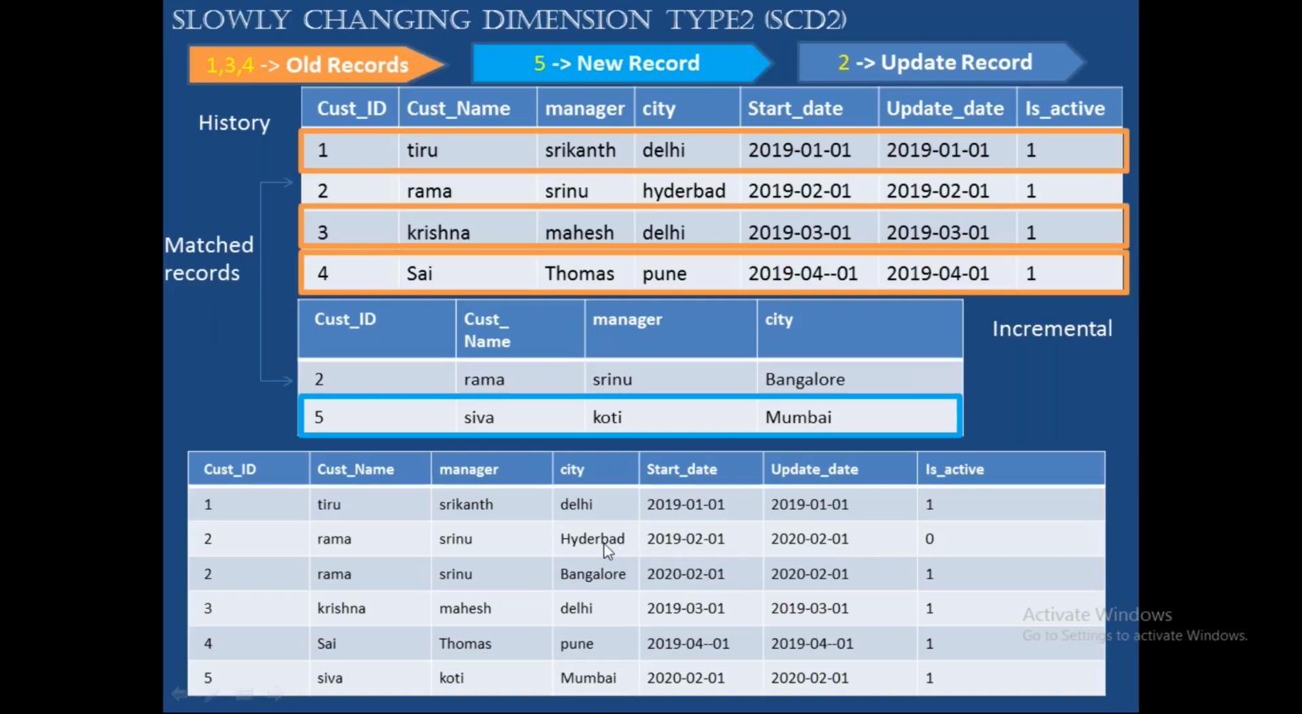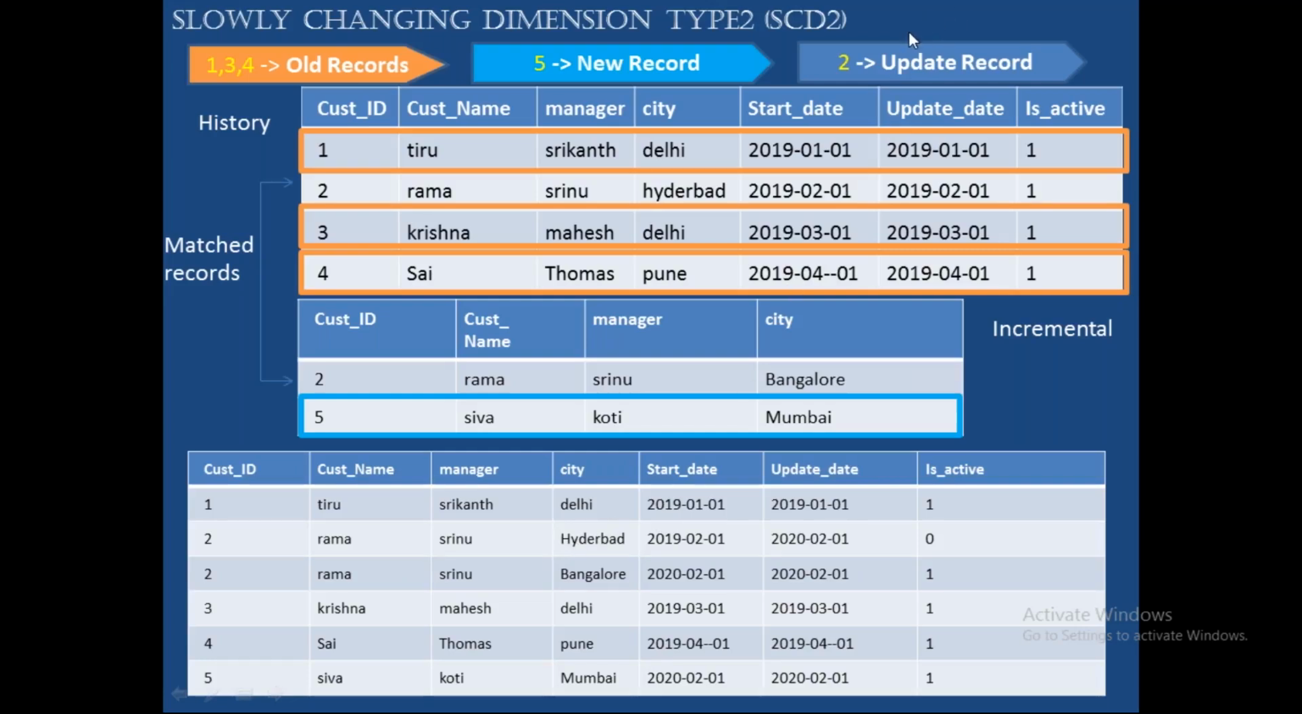Okay, on the same day he moved from Hyderabad to Bangalore, and currently he is in Bangalore. See, both happened on the same day. He came and was updated in the dimension on the same day, but it is a current record. That's why is active equals 1, because currently Rama Srinu is in Bangalore, but previously the same person was in Hyderabad.